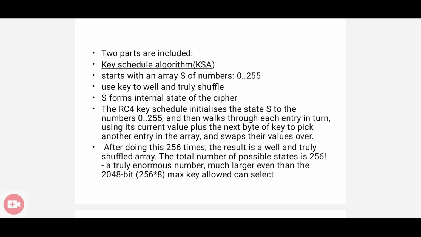After performing that, what we are getting is the key stream. Okay, so that key stream is XORed with the plain text. Actually, this RC4 algorithm is mainly used for generation of key, right?